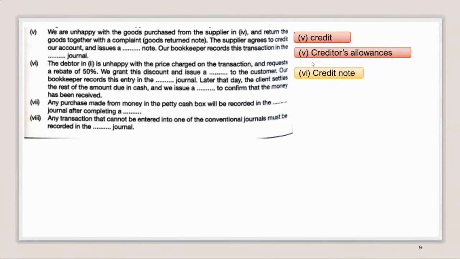Okay, let's have a look and see what is the rest of the sentence. Our bookkeeper records this entry in the what journal? So in what journal did the bookkeeper record this transaction? So the rebate that we've given to our debtor.